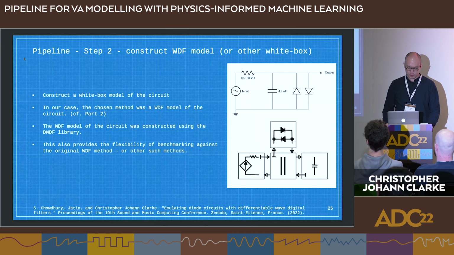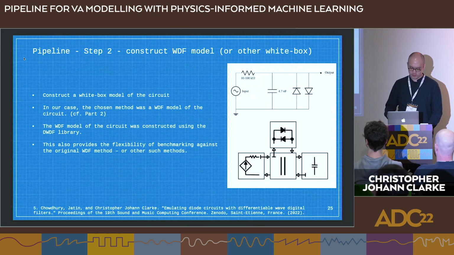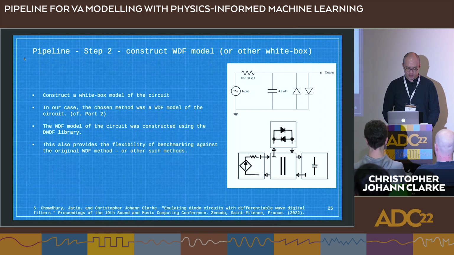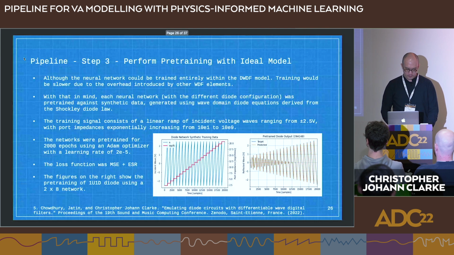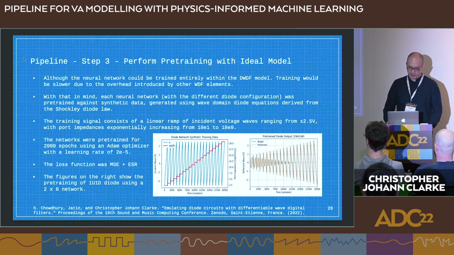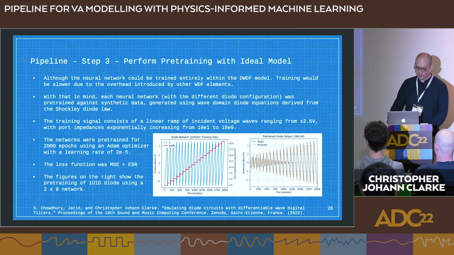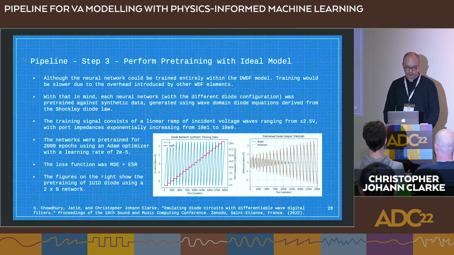Next, we construct a white box model of this circuit. So the WDF model of the circuit was made using the DWDF library. This also allows us to benchmark against the known WDF method. Although we could train the model directly from the DWDF, it would be slower, due to overheads introduced by WDF elements as well as Python. So we pre-trained the neural network separately on a SPICE model derived from the Shockley diode law.